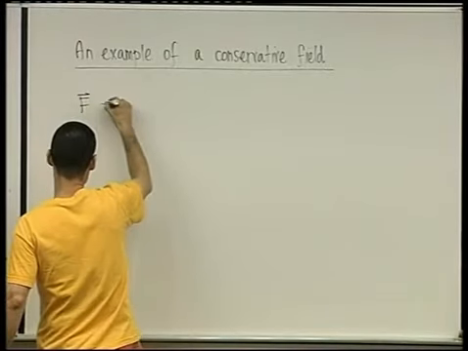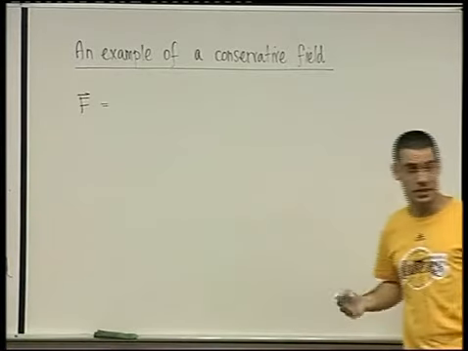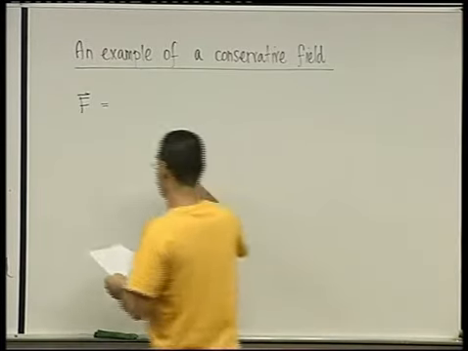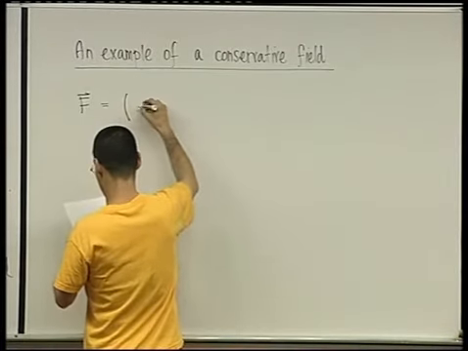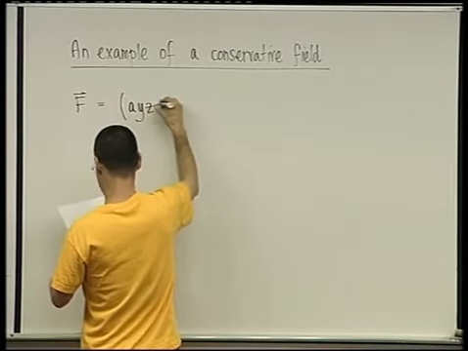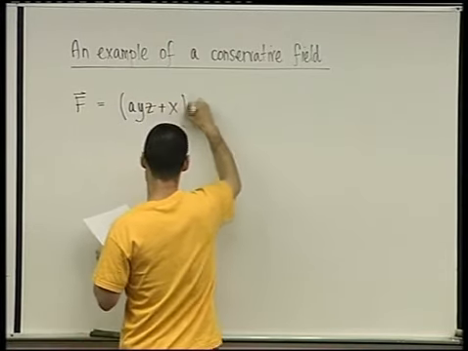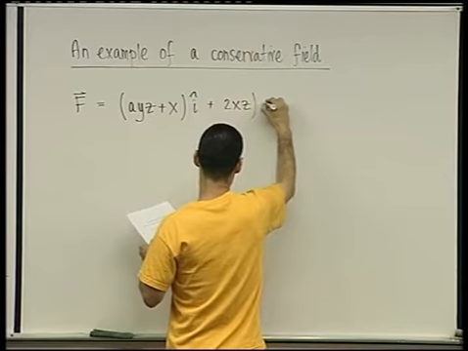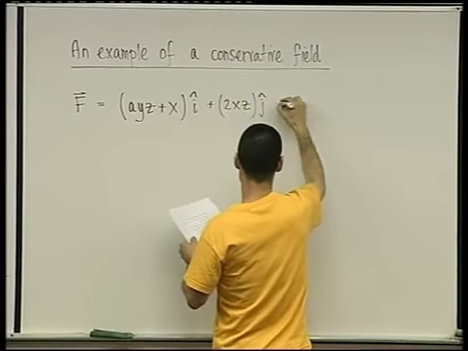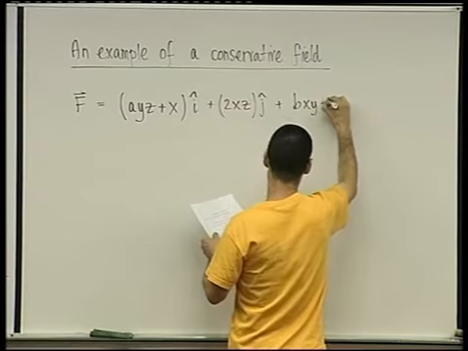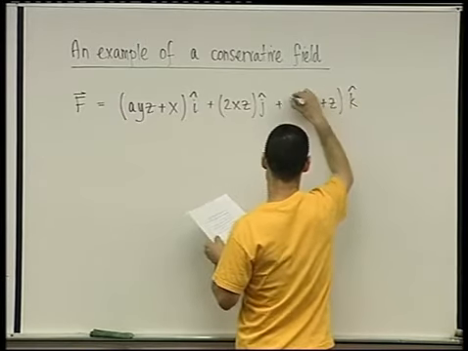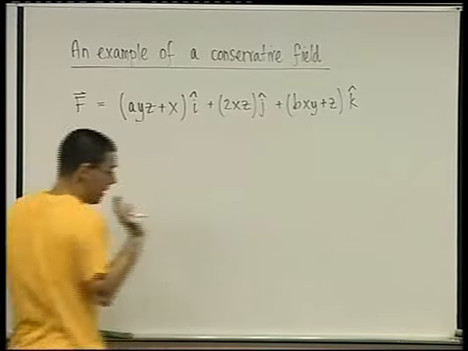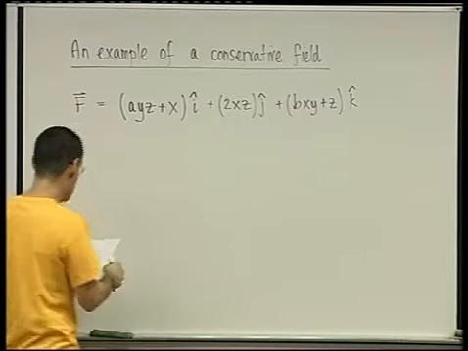F is the field. This example is taken from an exam question, so it's stated in an exam-like way, but the idea is, of course, the same. So F is going to be the field (a y z plus x) in the i direction, plus 2xz in the j direction, plus (b x y plus z) in the k direction. So this is the given field, where a and b that you see here are parameters. Okay?